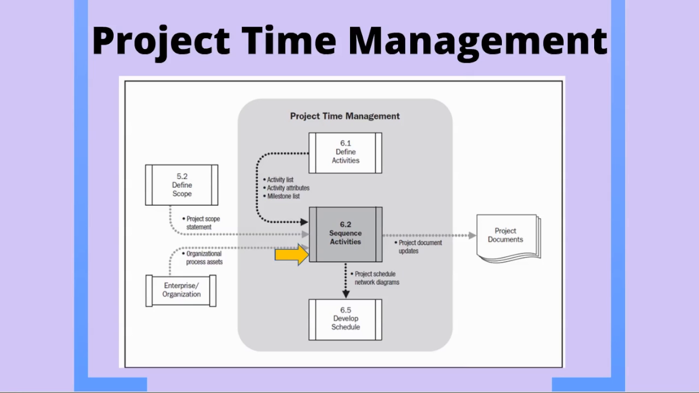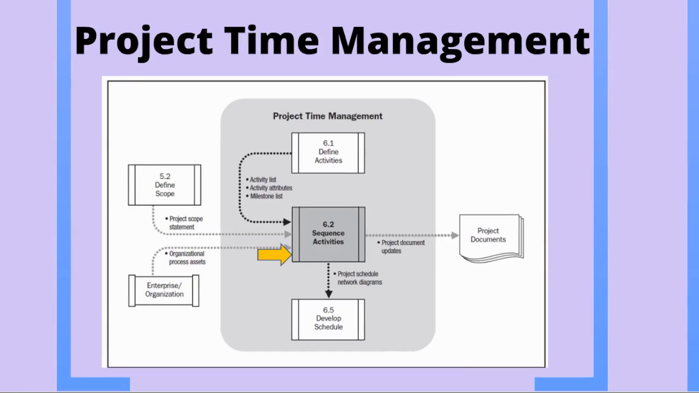The main output of activity sequences is a project schedule network diagram that shows the critical path. Critical path is another very important aspect, but again, we'll give you more details as you attend the classes. The next process that relates to this topic is developing the schedule.